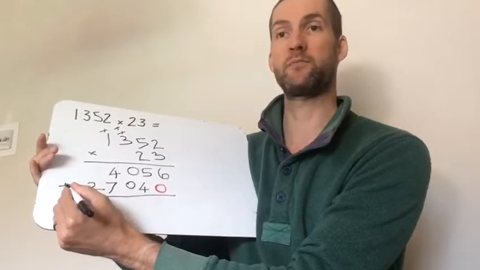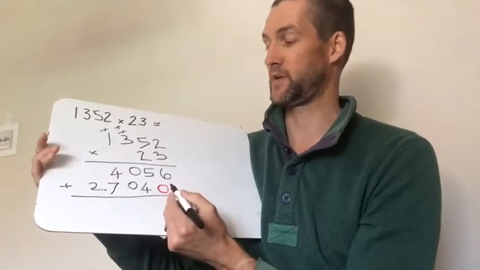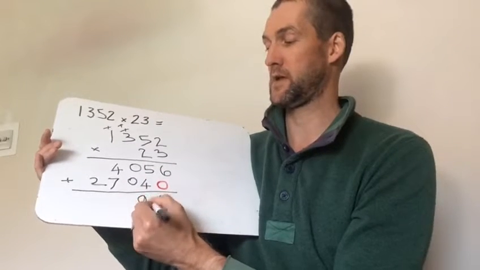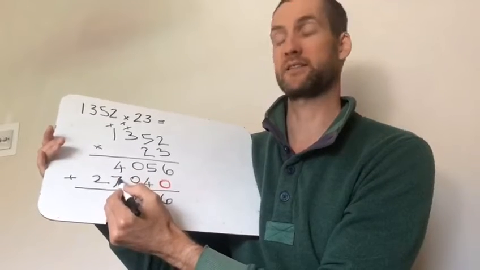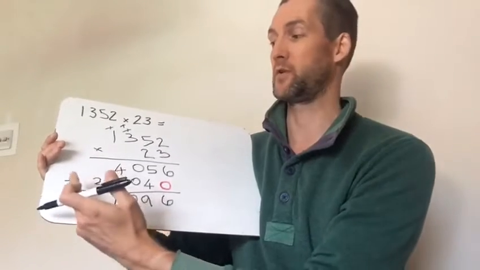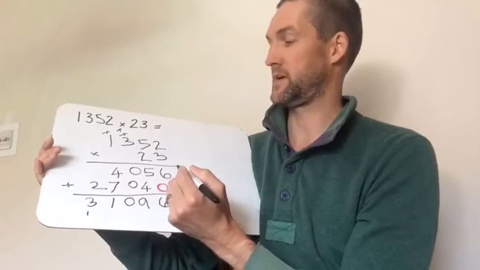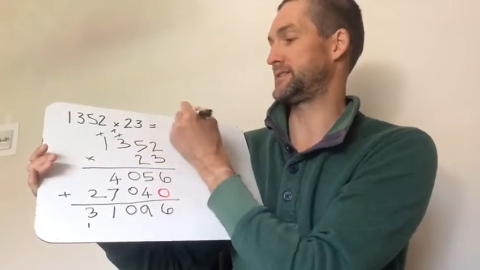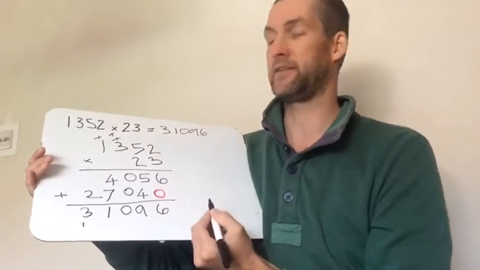Again, put your symbol for what you're doing now, because you're changing from multiplying to adding to get your answer. 6 plus 0 is 6. 5 plus 4 is 9. 0 plus 0 is 0. 4 plus 7 is 11. So we can carry our 1 over underneath here because we're now adding. And 2 plus 1 is 3. So our answer to 1352 times 23 is 31,096.